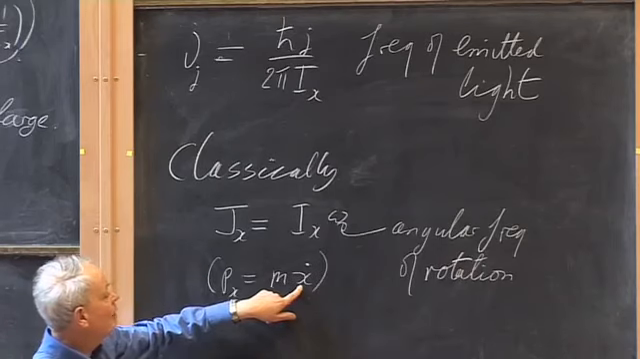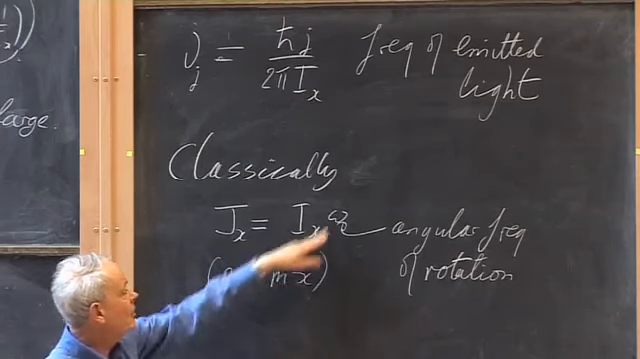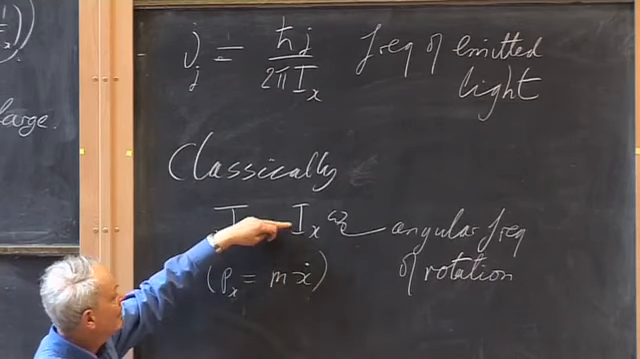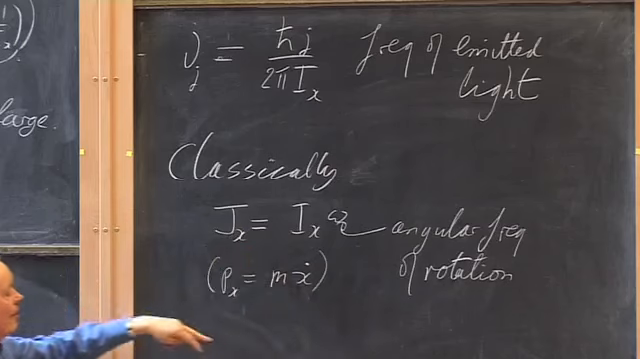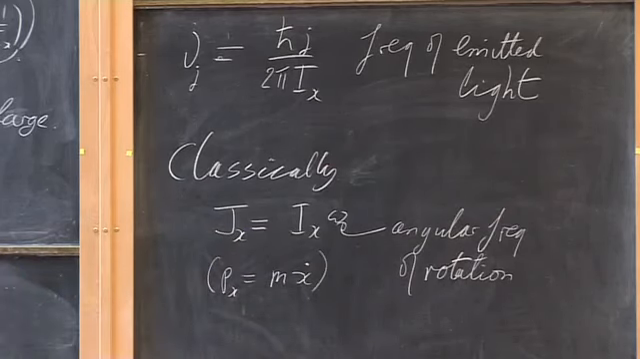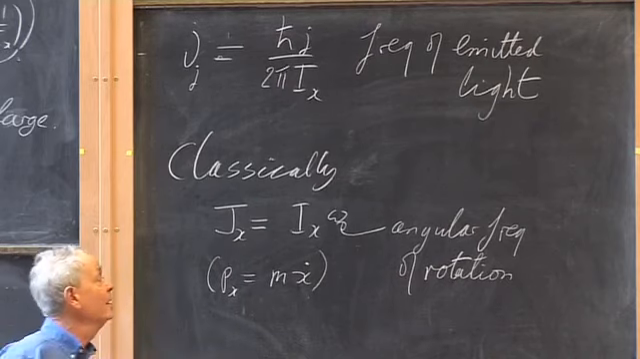Omega is the analog of x dot. x dot is the rate of change of position, and omega is the rate of change of angle. Well, I've already said that moment of inertia plays a role a bit like mass, and angular momentum plays the role of momentum. So that's where this thing comes from. It's just a piece of classical physics.